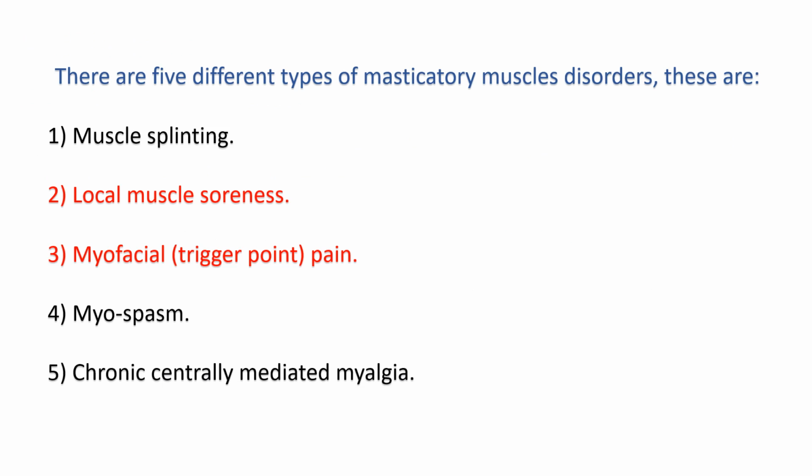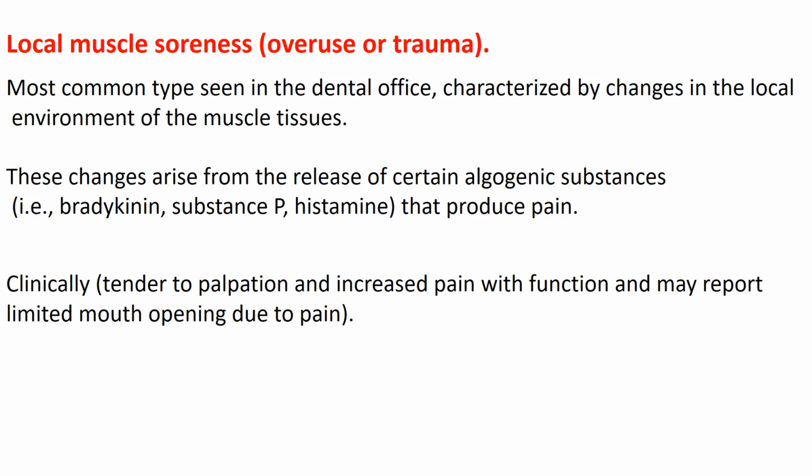There are 5 different types of masticatory muscle disorders. These are muscle splinting, local muscle soreness, myofascial trigger point pain, myospasm, and chronic centrally mediated myalgia. We will focus on local muscle soreness and myofascial pain. Local muscle soreness might happen due to overuse or trauma. The most common type of pain seen in the dental office is this type of pain.